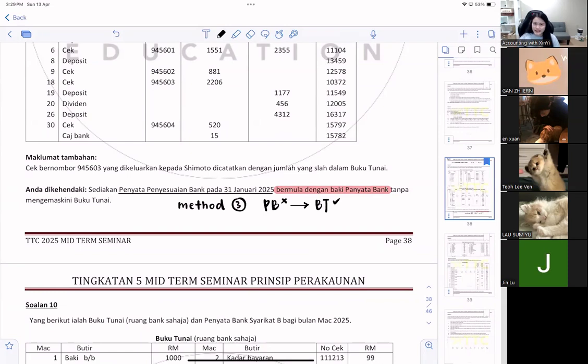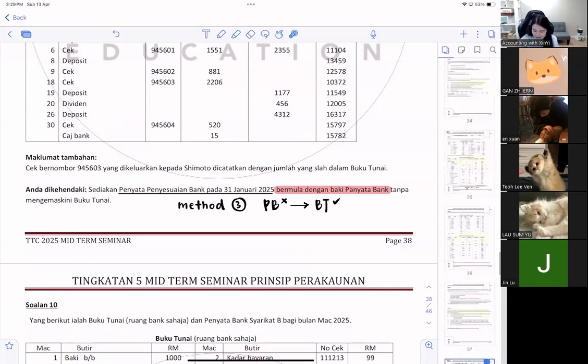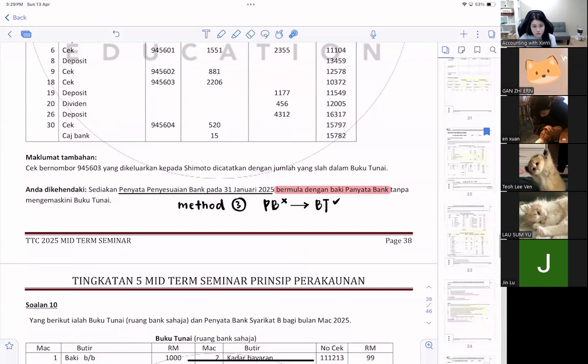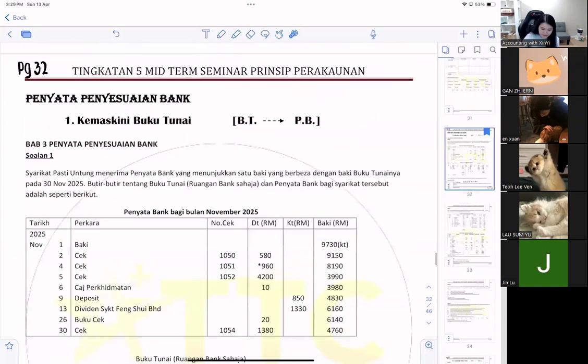Okay, so we are already done with talking about the 3 methods. So when they say penyata penyesuaian bank but did not provide this, you are free to choose method 2 or method 3, and I will personally recommend method 2 because it's more logical. Okay, right, so now let's start page 32. Come back to here.